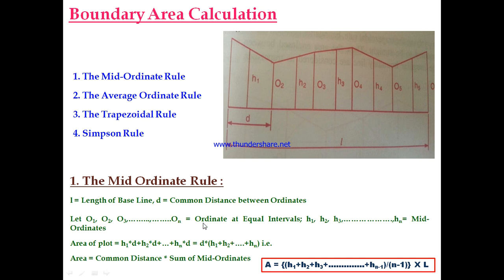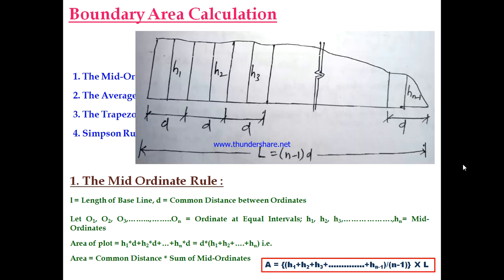Here the length of the baseline will be equal to L into n minus 1. Okay, so in this manner we can calculate the area of the plot by multiplying this D with the summation of mid ordinates H1 plus H2 plus H3 and so on. So this is very easy. We can try to solve numericals based on all these four methods.